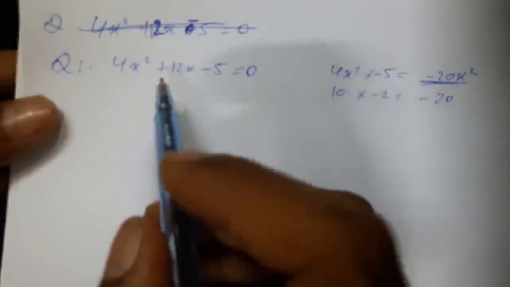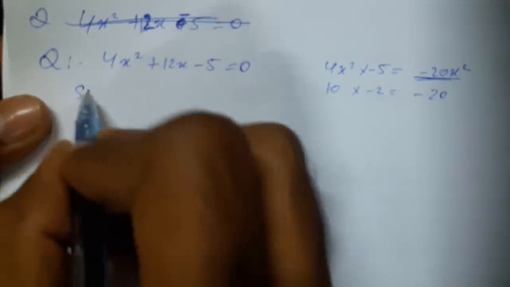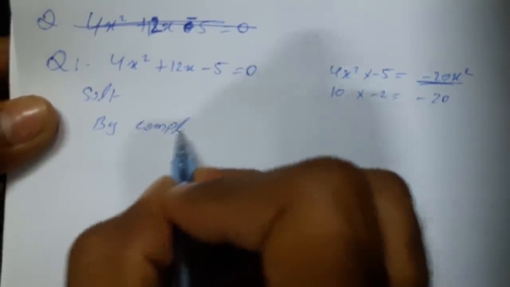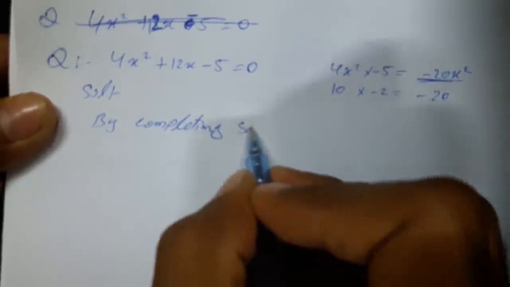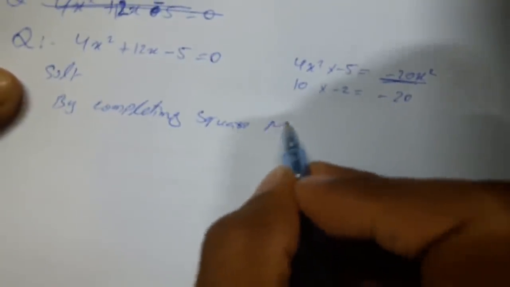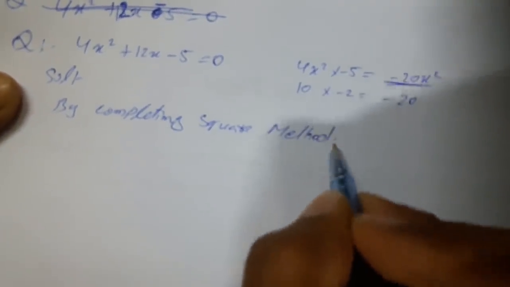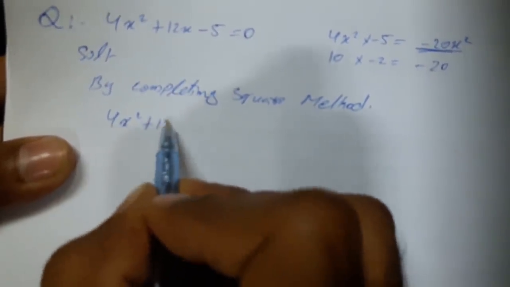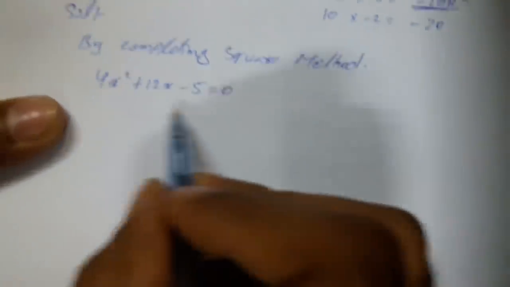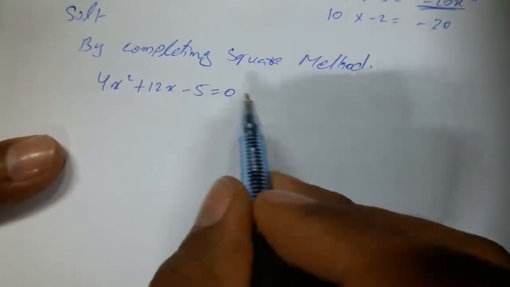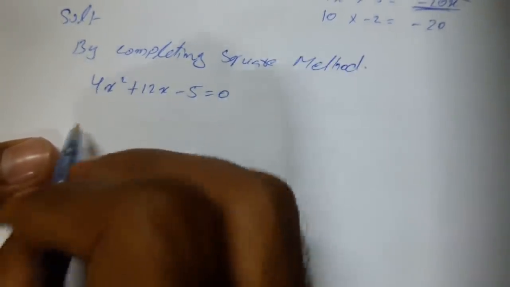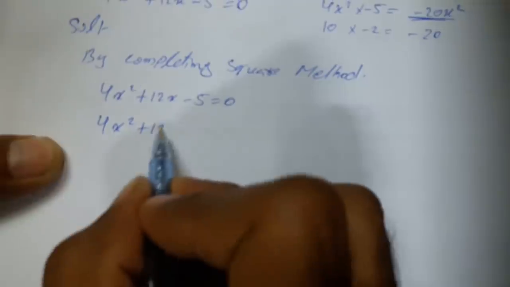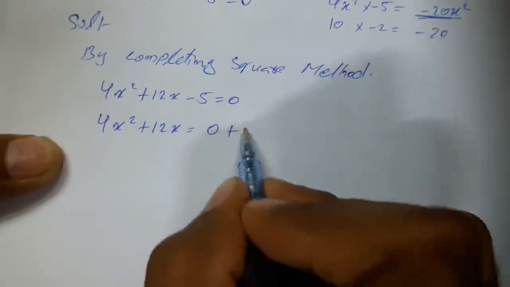Okay, so here is the solution by completing square method. We put here the question 4x square plus 12x minus 5 is equal to 0. First of all, we put minus 5 on the other side. So we will move minus 5 to the other side. So 4x square plus 12x is equal to 0 plus 5.